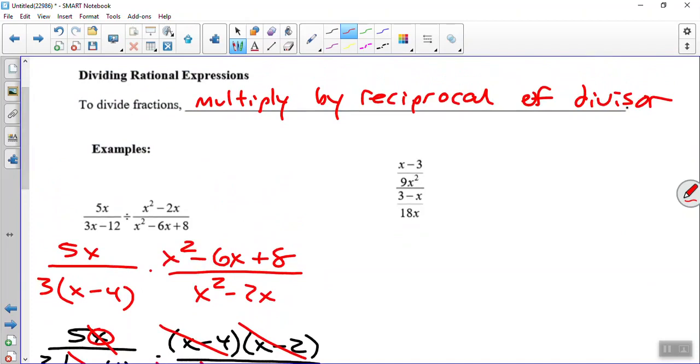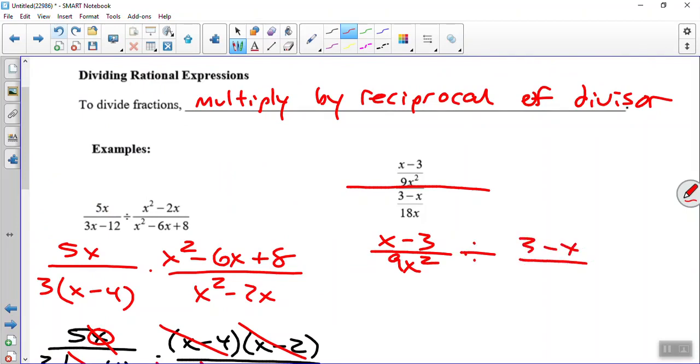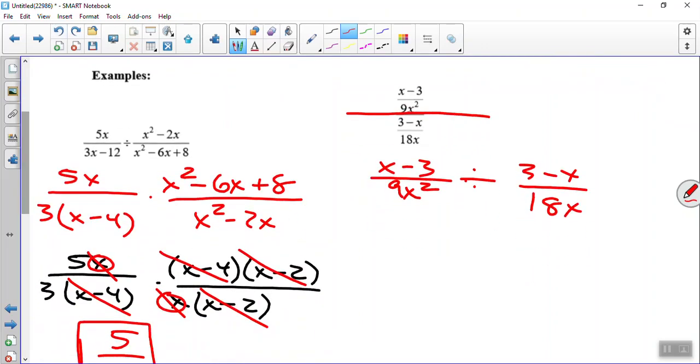All right. So let's do the one on the right over here. It's the same kind of problem. It's just written differently. All right. So we call this a complex fraction. There's 3 fractions in one here. All right, so I've got x minus 3 over 9x squared. And I'm going to write this so it's written the same way as the last one we just did, just so you can see. All right, so that's all it is. It just changes how it looks.